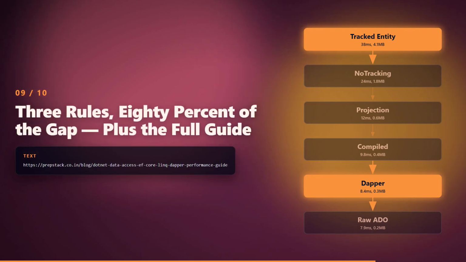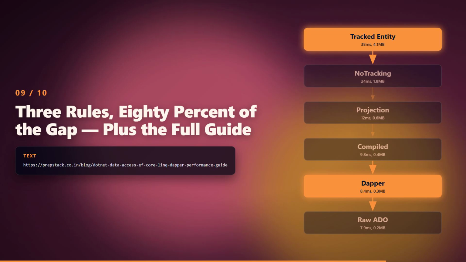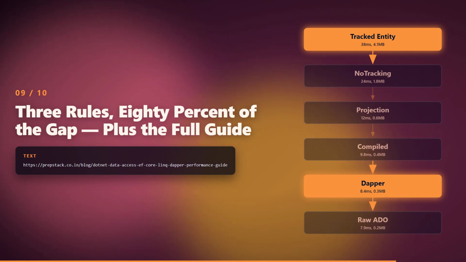3 rules close most of the perf gap. No tracking on reads. Projection to DTOs. Any over count for existence checks.